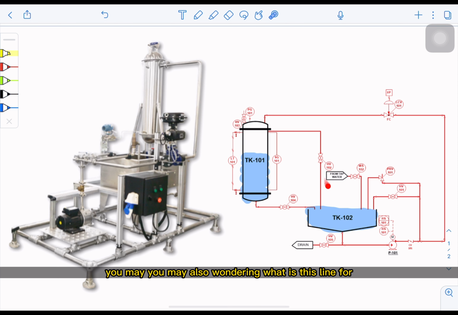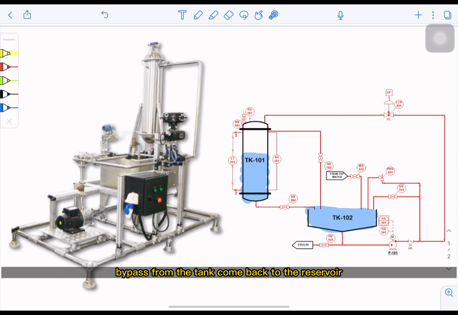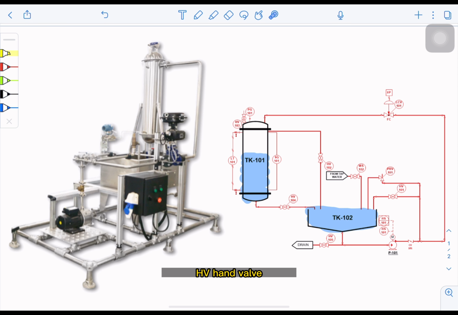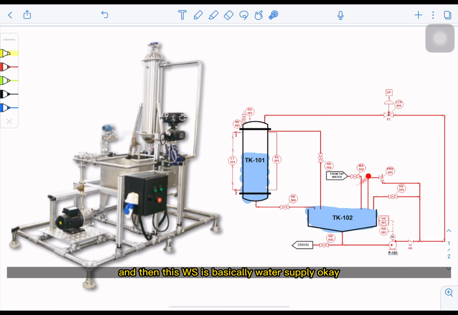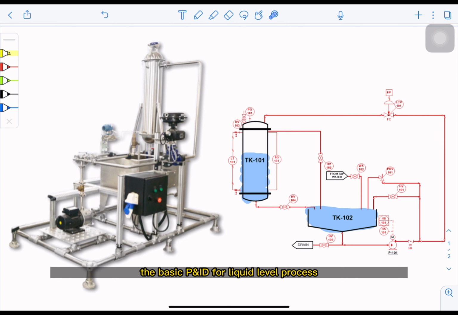You may also be wondering what this line is for. Okay, this is basically the bypass. The bypass from the tank comes back to the reservoir, in case the regulated control valve is closed, so this pump will go back to the reservoir. HV is hand valve, PRV is pressure relief valve, and then this WS is basically water supply. Okay, and that is about the P&ID for the liquid level process, the basic P&ID for the liquid level process.